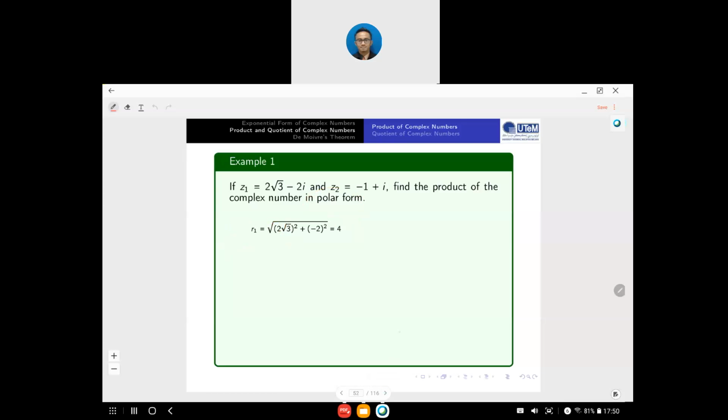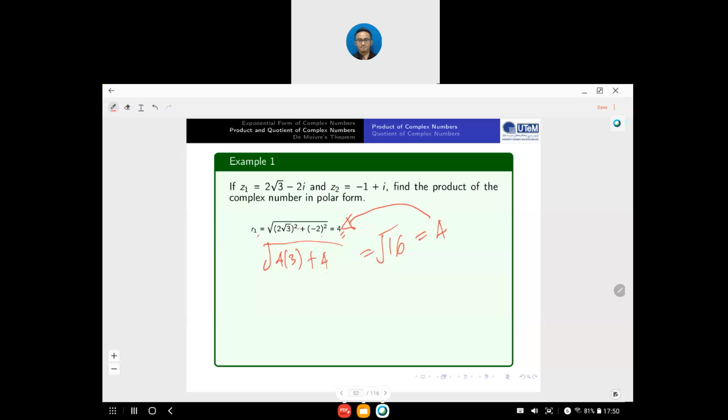So you need to find first your R in terms of polar form. Your R1 equal to square root of (2 root 3) square plus (negative 2) square. So when you solve, you can get 4, because when you solve, you will get 4 times 3 plus 4, so you can get square root of 16 equal to 4. I simplified this directly. Make sure you understand why I got 4 here.